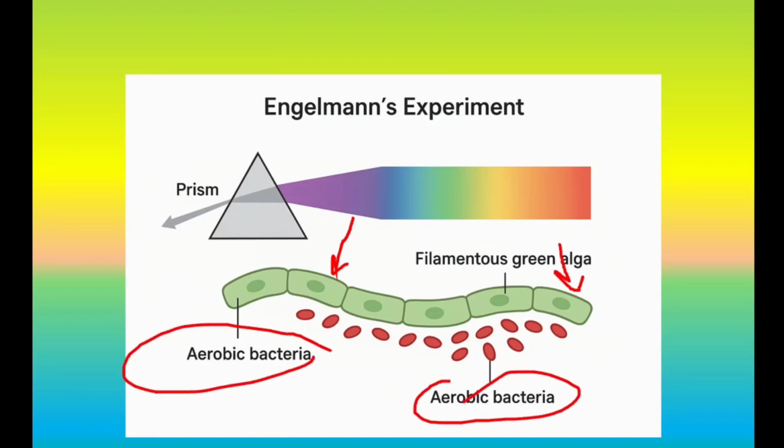So this is the experiment done by Engelmann to prove that the maximum photosynthesis takes place in the blue and red light, and which is shown in a graph, and that is also called action spectrum.